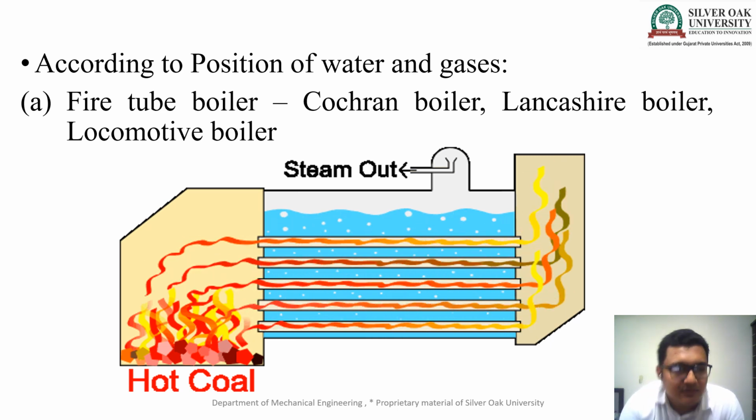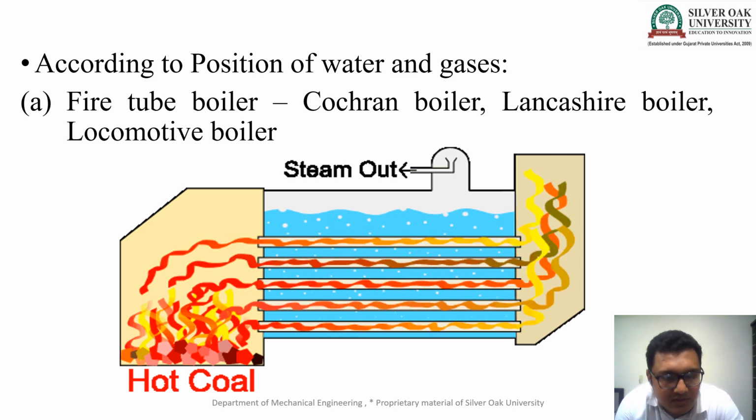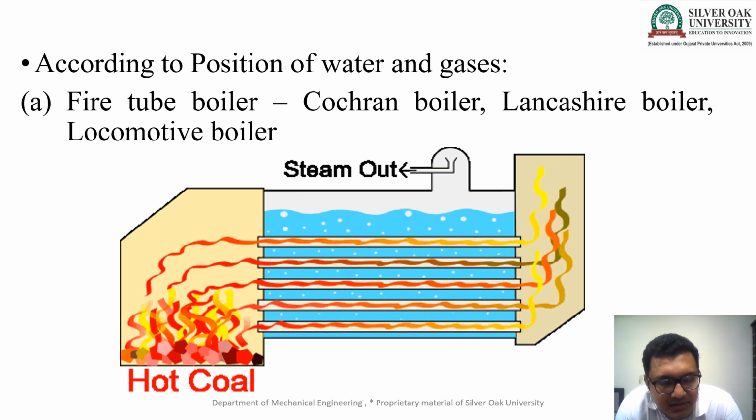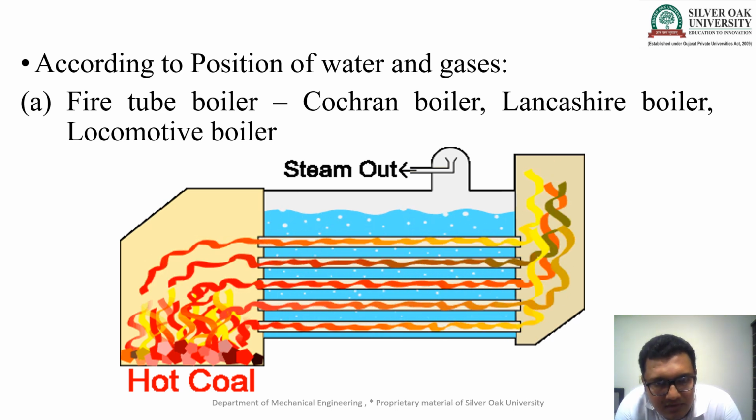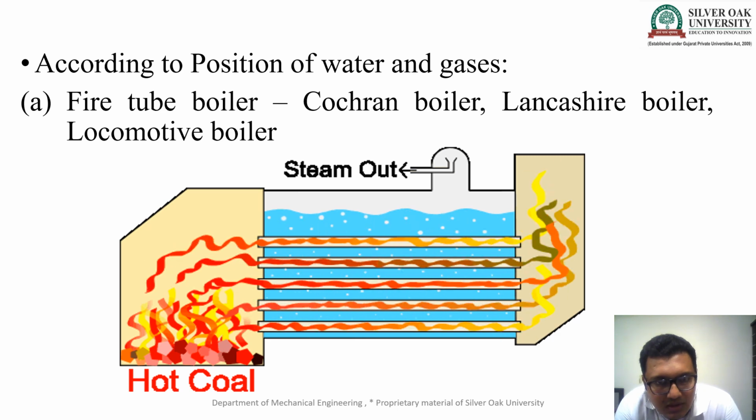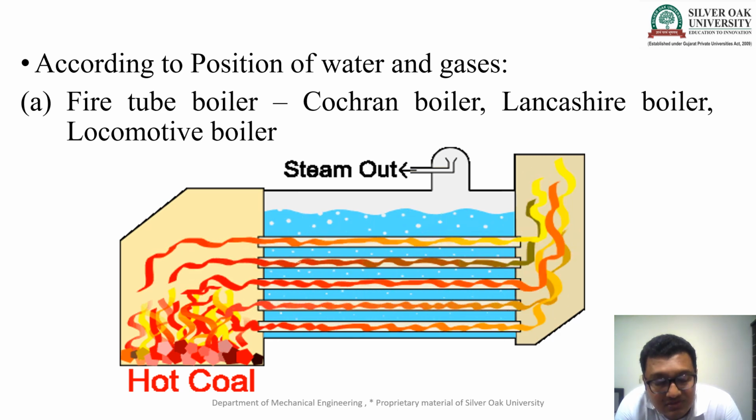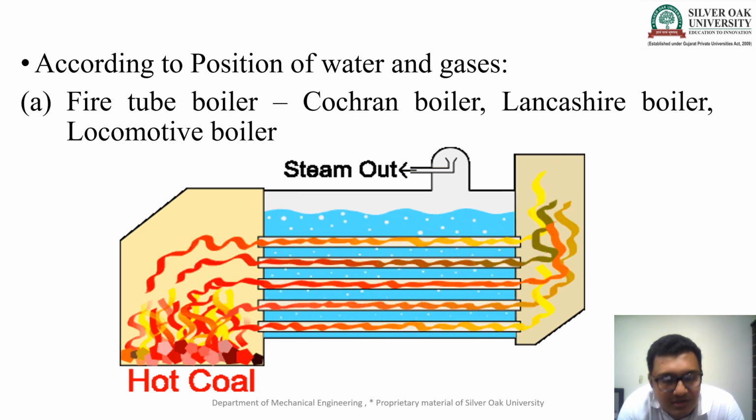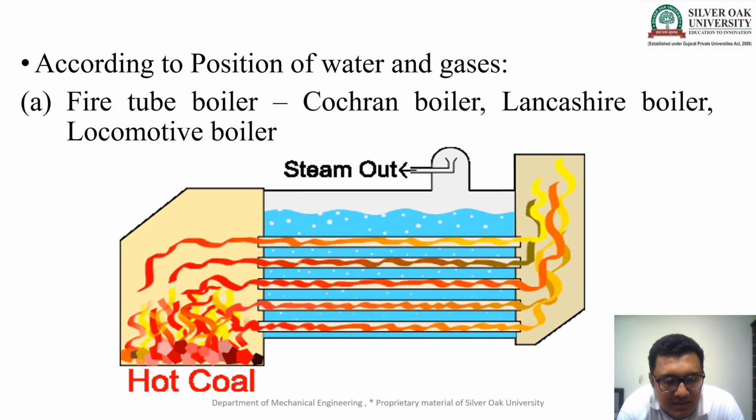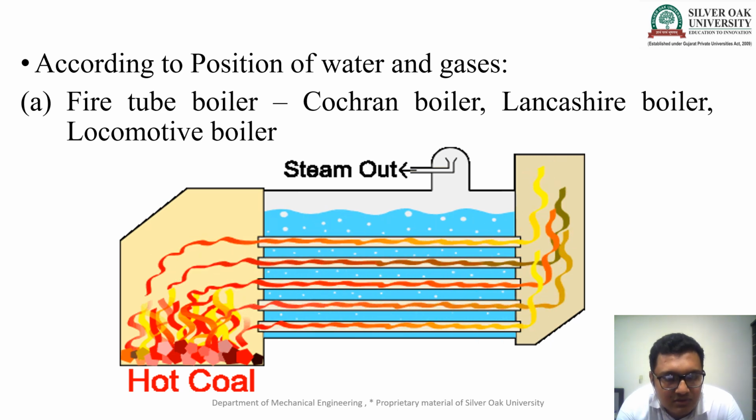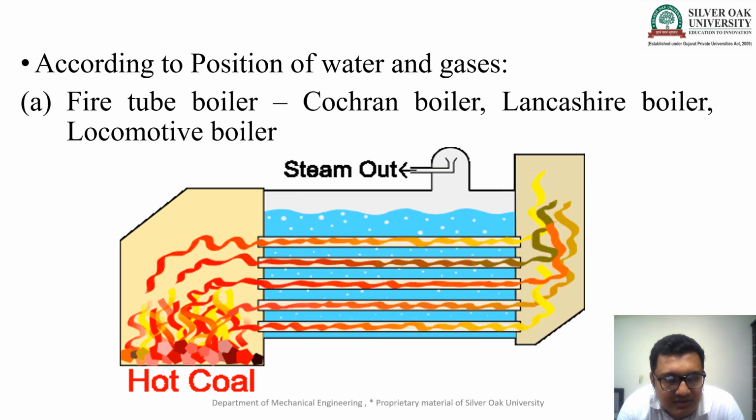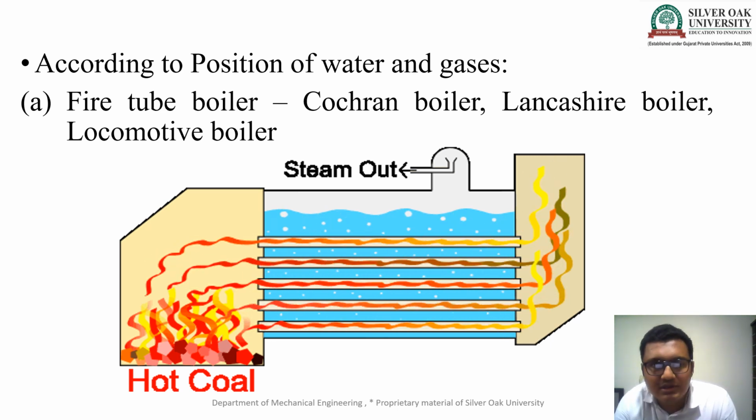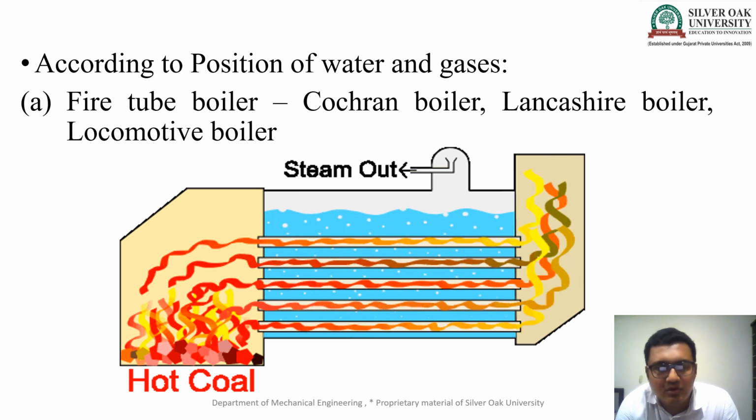So here you can see that first we talk about the fire tube boiler. Here I burn the hot coal. After burning of the coal, hot flue gases are generated and go into the tube, and after the heat is transferred to the water, the hot flue gases go out the chimney. So the hot flue gases are in the tube and outside the tube is water, and the heat is transferred from hot flue gases to the water. Since the hot flue gases are in the tube, this boiler is called a fire tube boiler. Examples of the fire tube boiler are Cochran boiler, Lancashire boiler and locomotive boiler.